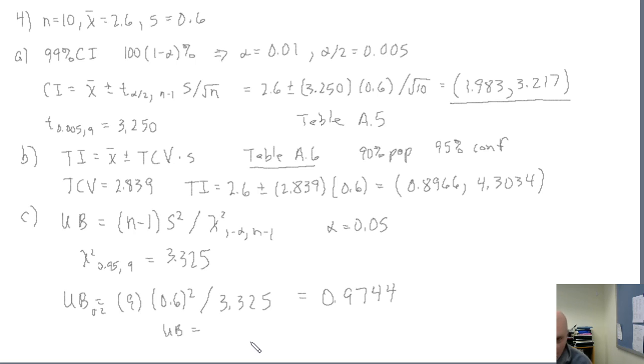Let me pull away here so I can grab a calculator. Square root of 0.9744 is 0.9871. Okay, for the answer to part C there.